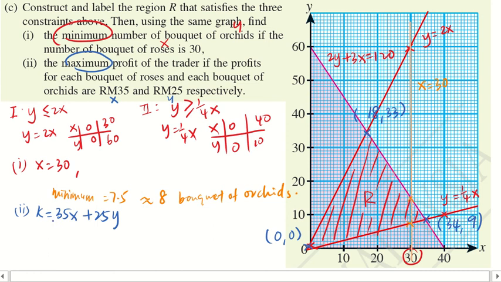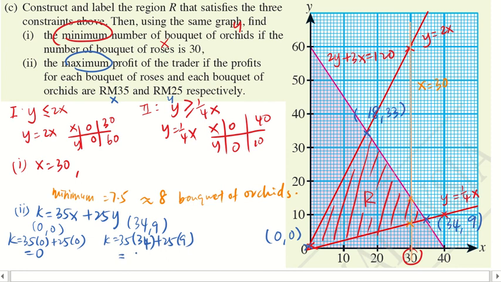Okay, then after this you have to substitute one by one. (0, 0): k equals 35(0) plus 25(0) equals 0. This one no need to find, it's 0, impossible. Then the second one, (34, 9): you get k equals 35 multiply 34 plus 25 multiply 9. So you get k equals 1415.